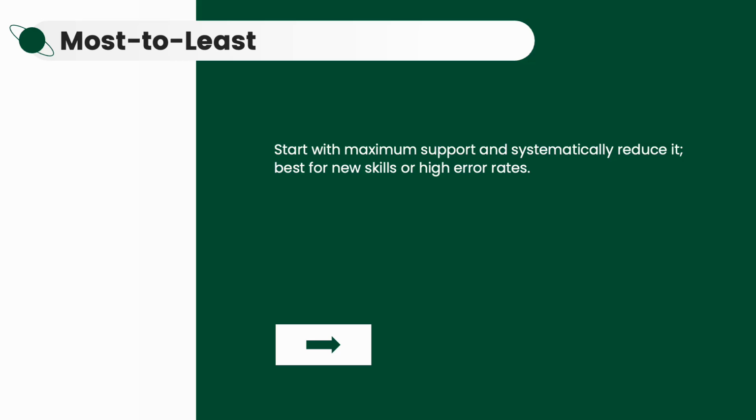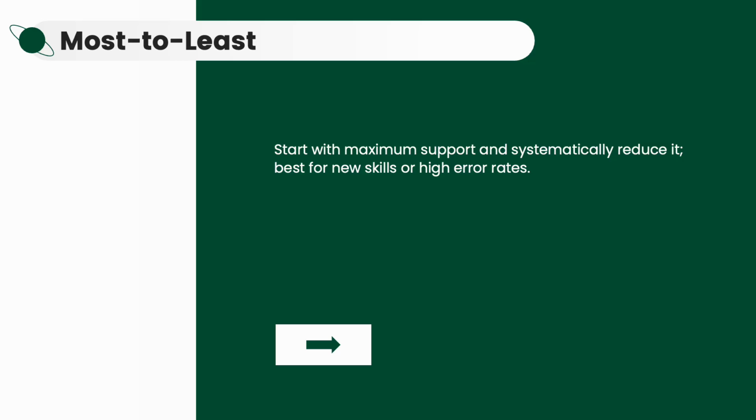What this looks like: let's say you're teaching a new skill, like brushing teeth. You might start with a full physical prompt, guiding the entire motion. Then move to partial physical, then model, then gestural, then independent responding. So the support is decreasing over time.